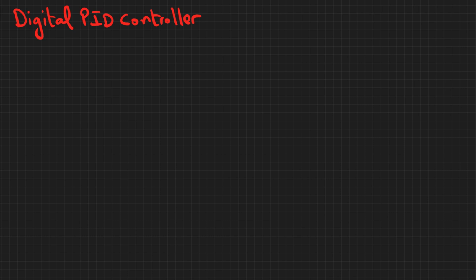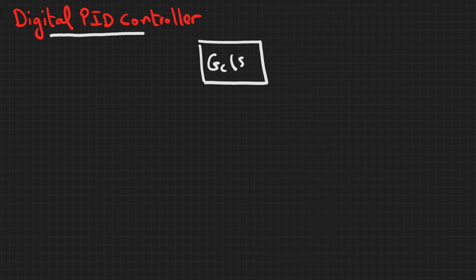Okay, so in this section we will focus on one of the most famous digital controller architectures, which is the digital PID controller. So we already discussed the analog PID. If we have a controller GC of S, for example, it takes the error signal and applies some control signal to the system.